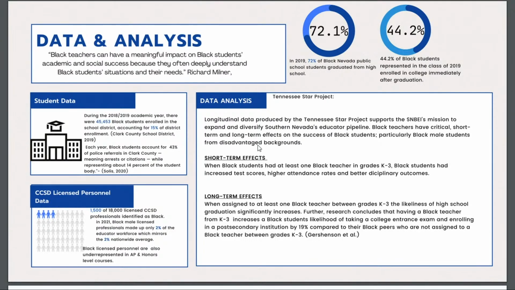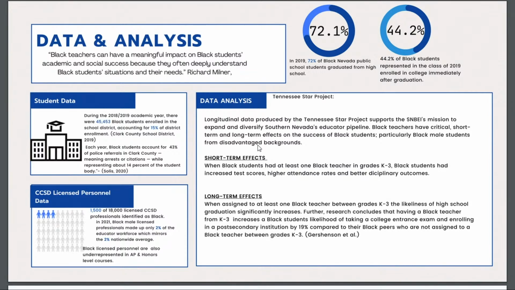So longitudinal data produced by the Tennessee STAR Project supports that Black teachers have critical long-term and short-term effects on the success of Black students, particularly Black male students from disadvantaged backgrounds. So when Black students had at least one Black teacher in grades K through 3, they had increased test scores, higher attendance rates, and better disciplinary outcomes. And when assigned to at least one Black teacher between grades K through 3, the likelihood of high school graduation significantly increased for Black students.